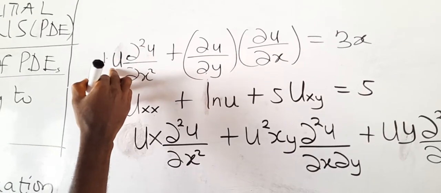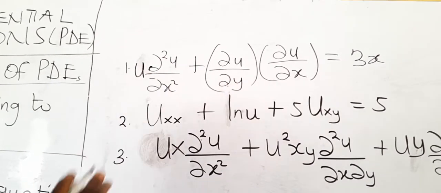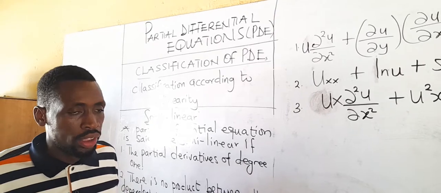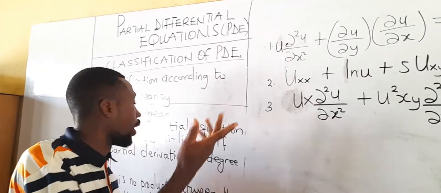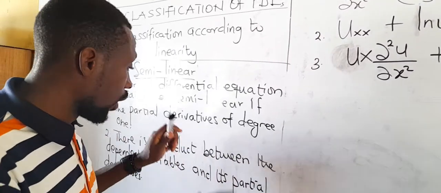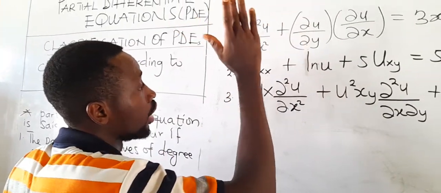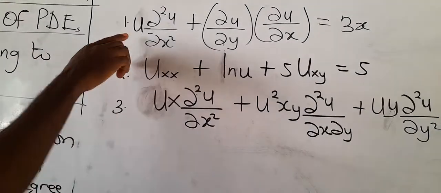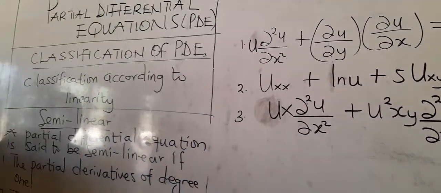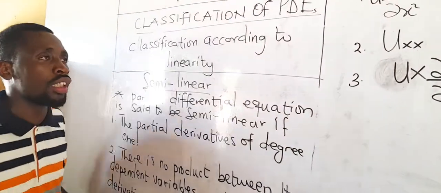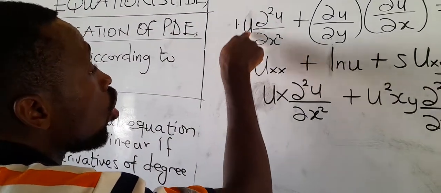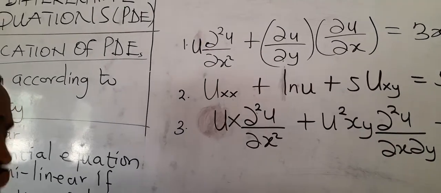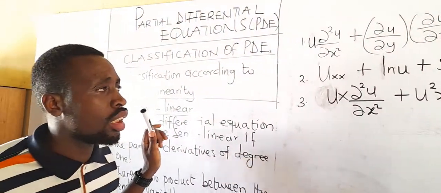Look at this. There is a product between a dependent variable and a partial derivative. That alone disqualifies the partial differential equation from being linear. So it is not linear. So we go to semi-linear. One, the partial derivatives must be of degree one. So there is a partial derivative here, degree one. There is a partial derivative here, degree one. But look at this. The second condition says there must be no product between a dependent variable and the partial derivative. But look at this, there is a product here. The dependent variable is multiplying what? Multiplying a partial derivative. So that disqualifies it from being semi-linear. So it is not semi-linear.